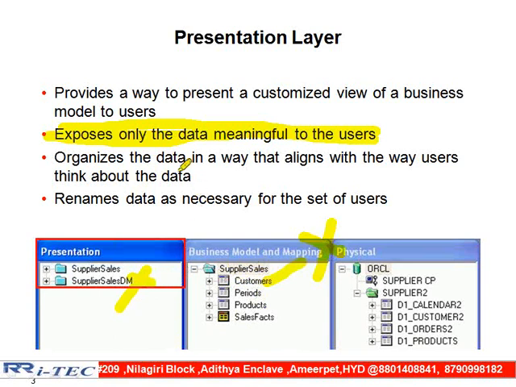Next one, organizes the data in a way that aligns with the way users think about the data. Whatever way users are thinking, let us say I want these columns, we are going to customize in that way only. Okay, whatever user is thinking, in that way only we are going to give it. Rename data as necessary for the set of users. As I said earlier, even if you want one more level of renaming in the presentation layer, you can rename it. Suppose I have a column in the period, that column is called the year column. Okay, I have here finance and sales available, say. I can write calendar year, I can write here finance year, like that.